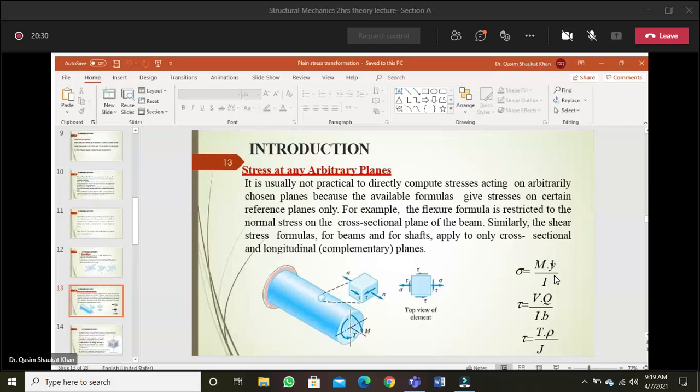And as you know, the flexure stresses will be minimum at the neutral axis and they will be maximum at the extreme fibers. So flexure stress sigma is equal to My over I. The point to be noted here is that this flexure formula is only limited to the normal stresses or the forces acting on the cross-sectional plane of the beam.